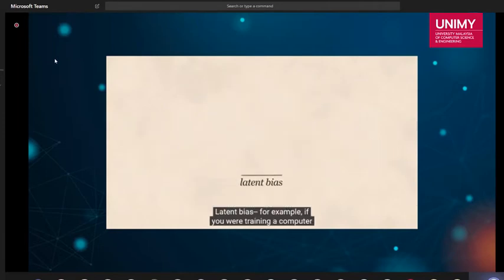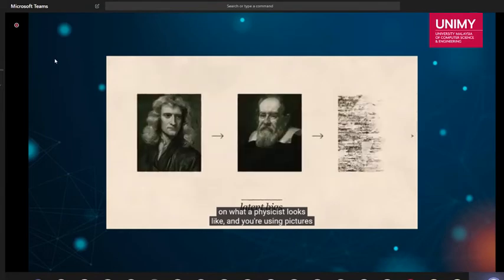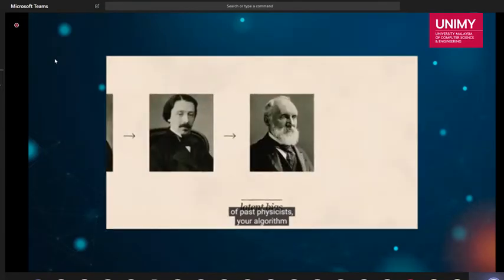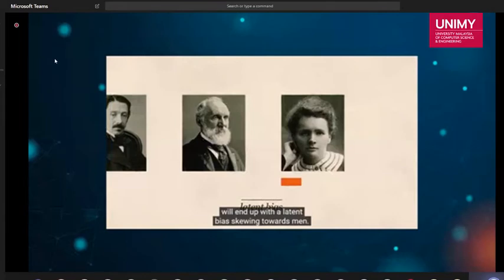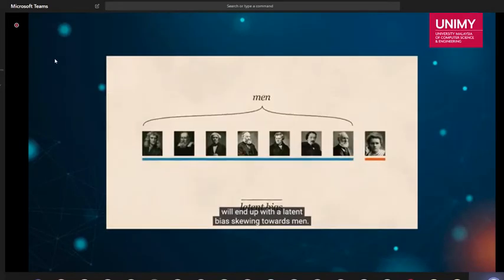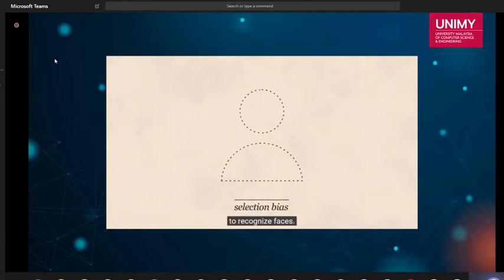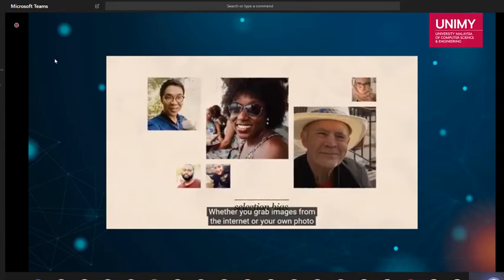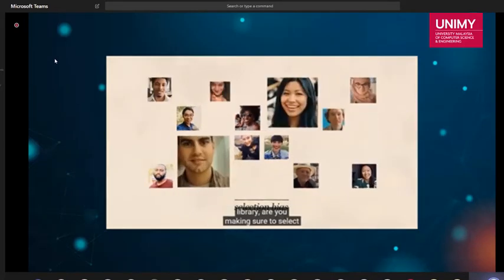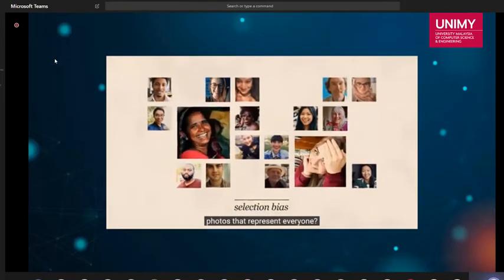Latent bias. For example, if you're training a computer on what a physicist looks like, and you're using pictures of past physicists, your algorithm will end up with a latent bias, skewing towards men. And selection bias. Say you're training a model to recognize faces. Whether you grab images from the internet or your own photo library, are you making sure to select photos that represent everyone?